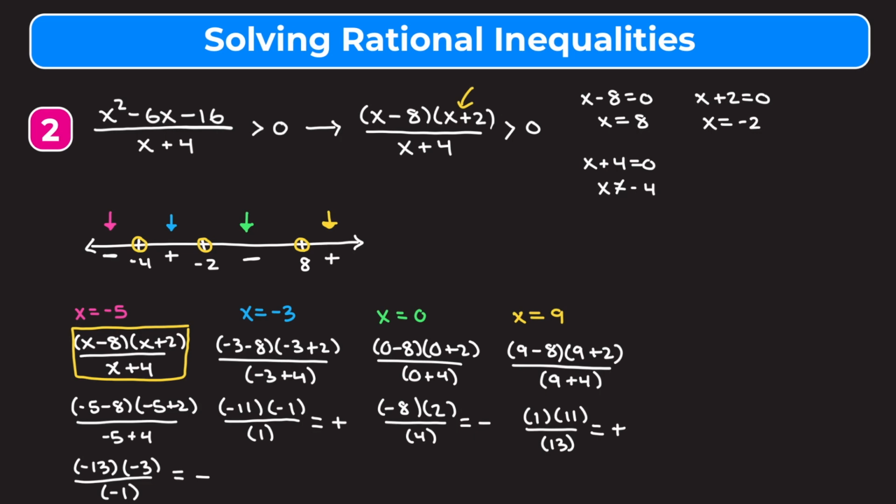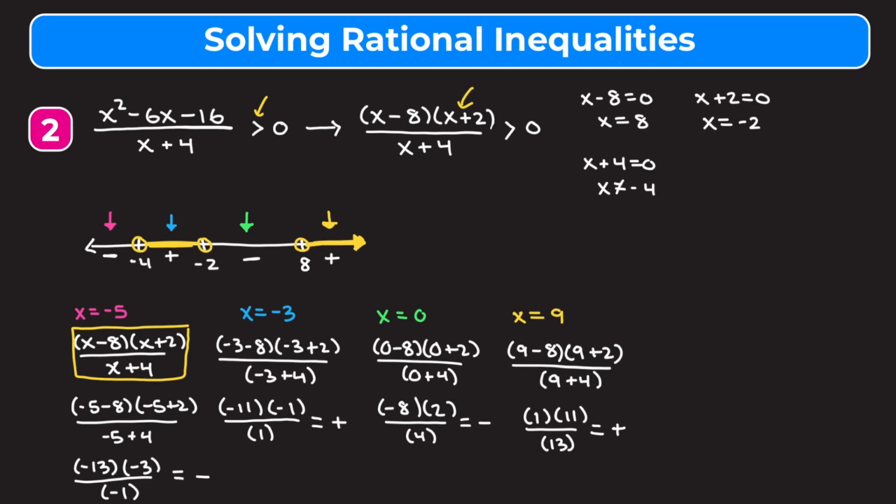And now we have to look at our original problem. So in our original problem, we're trying to figure out when this rational expression is greater than 0. So we want to figure out when it's positive. So we're going to shade the parts of our number line that are positive. This blue part right here and over here to the right. We're going to shade. And now we have to write our answer as an inequality.